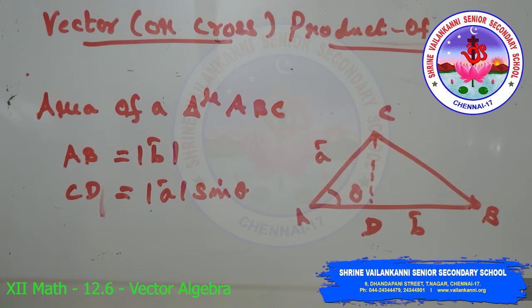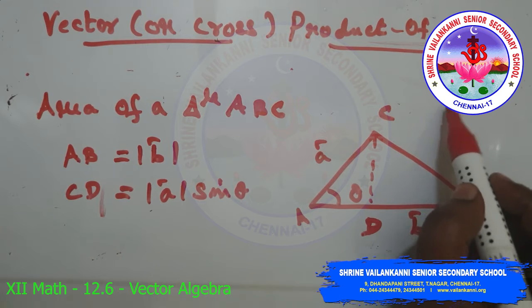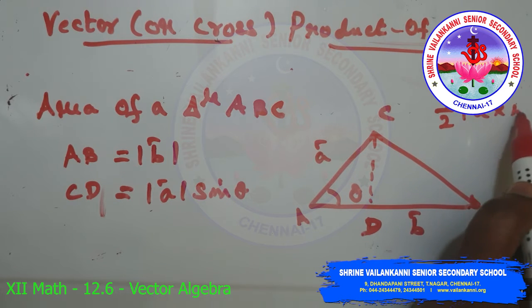Now we have to find the area of the triangle. If A and B represent the adjacent sides of a triangle, then its area is given as half of magnitude of A cross B.